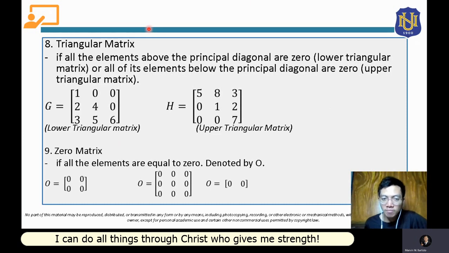Now, the ninth type of matrix is the zero matrix. For a zero matrix, all the elements are equal to zero. Zero matrices are denoted by capital letter O. Regardless of the size of the matrix, as long as all the elements are zero, they are called zero matrix.